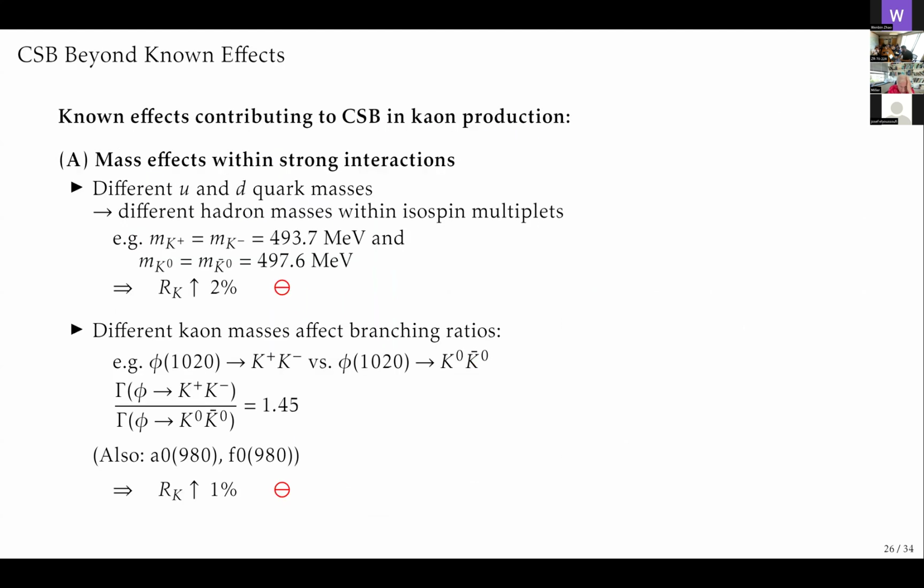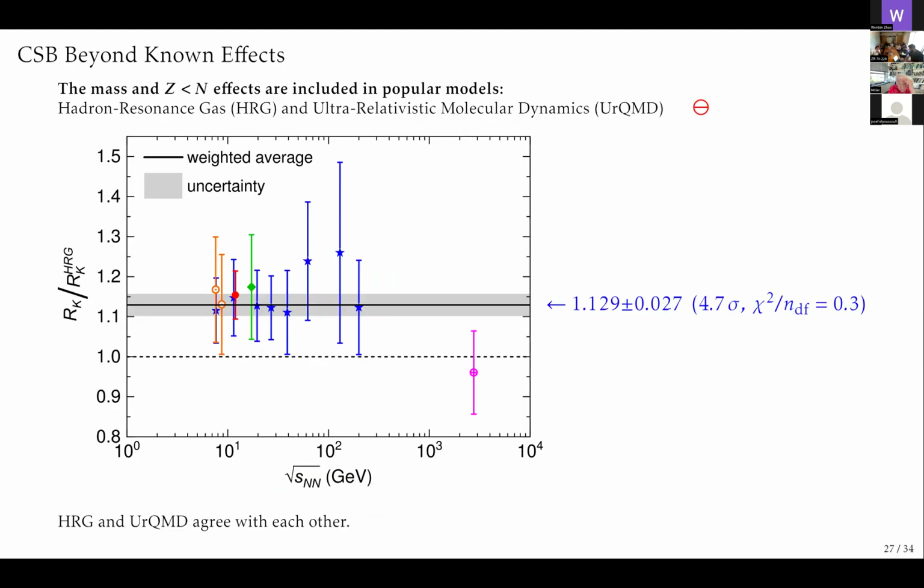Right. So we went through this slide. This is another version of the same plot that I showed before, but now it addresses the effects of the mass and the fact that Z is smaller than N. Those effects are included in the hadron resonance gas model and also in UrQMD. And still, we see that if we take the average of all the experimental data that we have, we are on the border of 5 sigma.